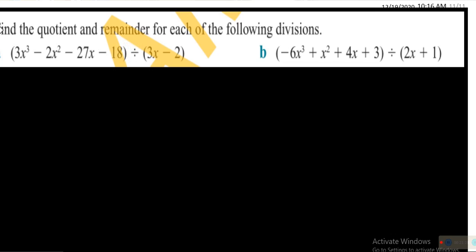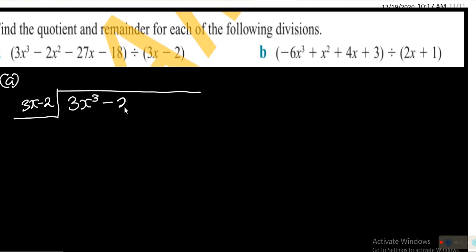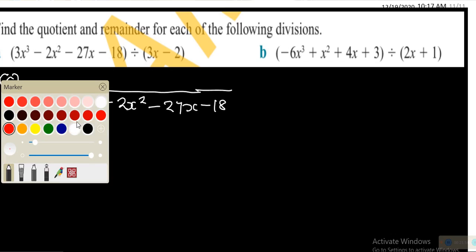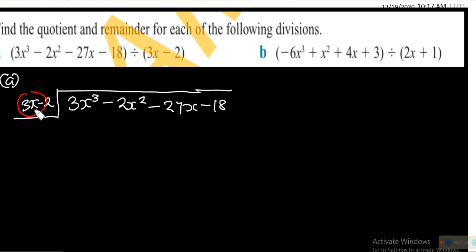Example number 3. Find the quotient and the remainder for each of the following divisions. Okay, for A, draw your division line, write the divisor outside, write the dividend inside, minus 27x minus 18. Okay, so now our divisor here is going to be 3x minus 1.